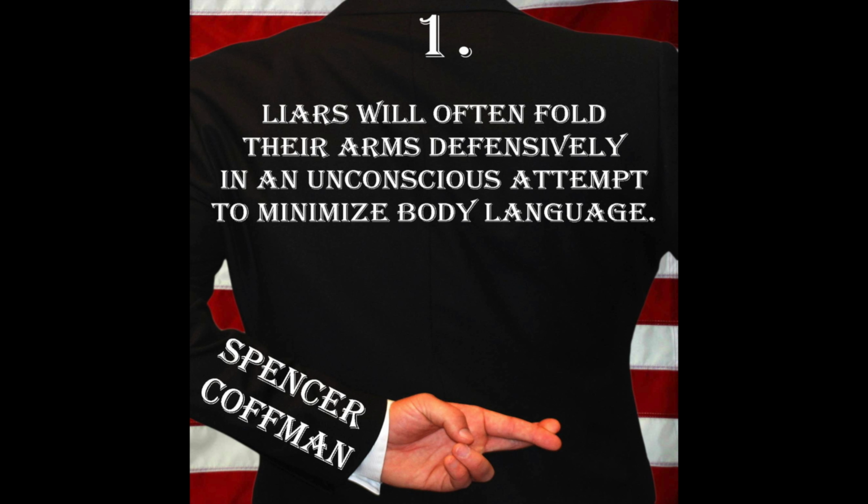The tip again: liars will often fold their arms defensively in an unconscious attempt to minimize body language. They fold them defensively because they are defending. They are defending their truth. Anytime that a liar says something, in the back of their mind, they're thinking, oh no, they're going to find out. Or oh no, they know. Or they don't believe me. So when they cross their arms, they're defending themselves.